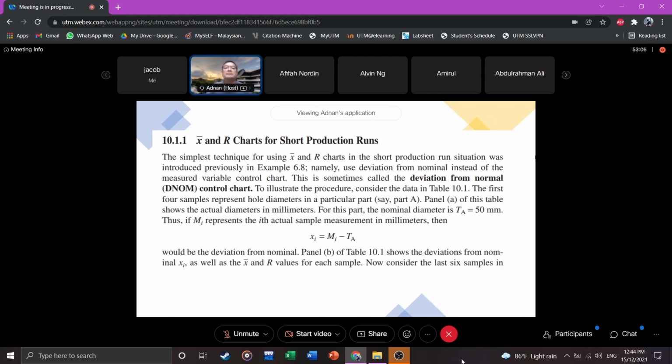We still can use X bar and R charts, but the control chart will need to be modified. We call it deviation from nominal, which is the DNOM control chart. So what we're using is DNOM, deviation from nominal. Let's say the data is given in table 10.1. Let me show this table.